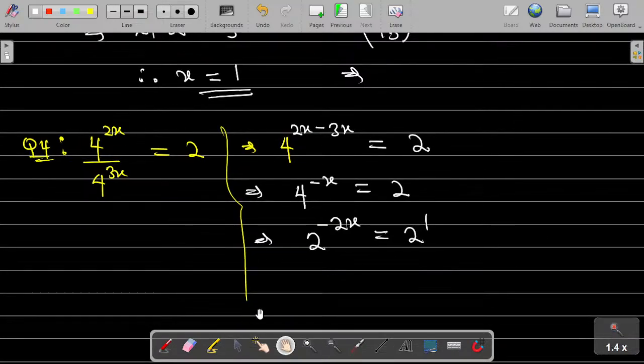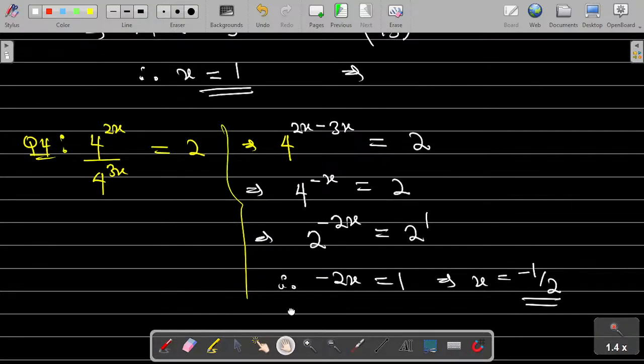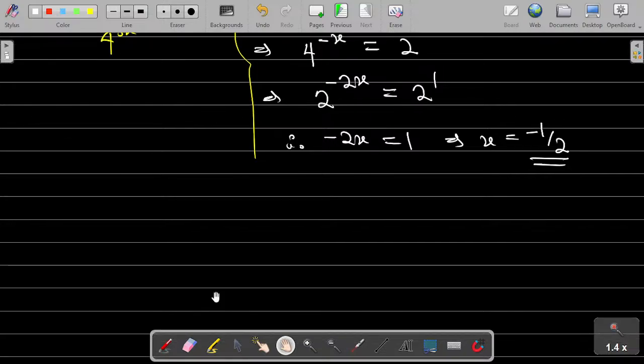And we are done. Take away the equal bases. And so our minus 2x is equal to 1, which implies that x alone is equal to minus 1 over 2 if you divide both sides by minus 2. So that's the fourth problem here. Let's look at the fifth.